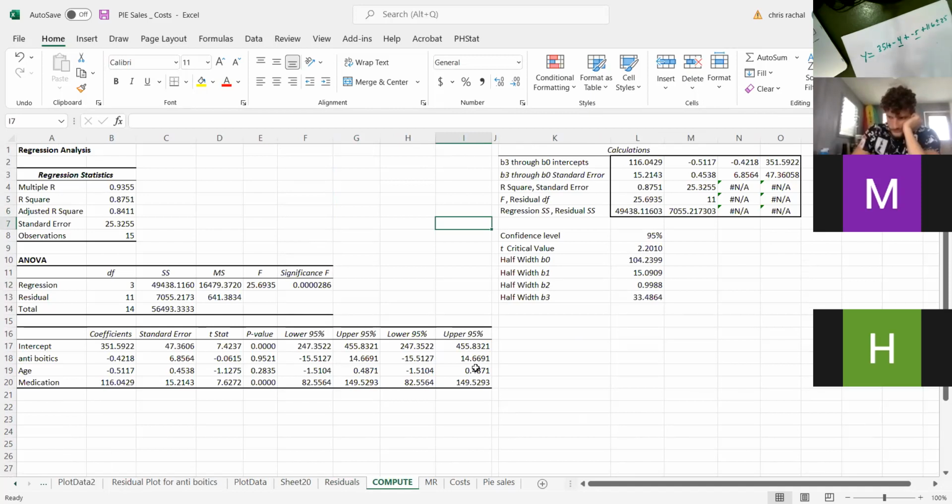Hang on, let me write down some of these numbers. P-values 1, 2, 3, 4, and 2. Our R square is 87. I just have to share my Word document, though, right? Yeah, just show the Word document.